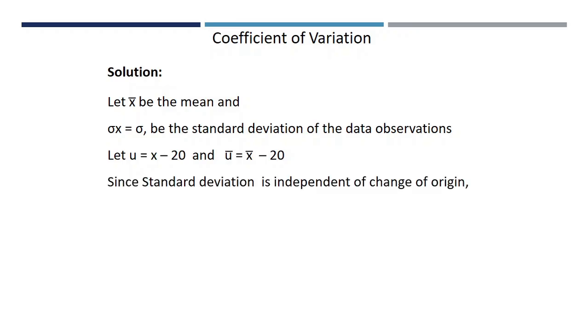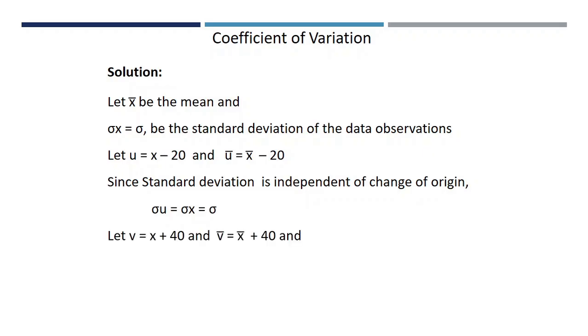And since the standard deviation is independent of change of origin, sigma u is equal to sigma x is equal to sigma. So there is no change in the standard deviation if you change the origin of the data set. That is why we have sigma u is equal to sigma x is equal to sigma.